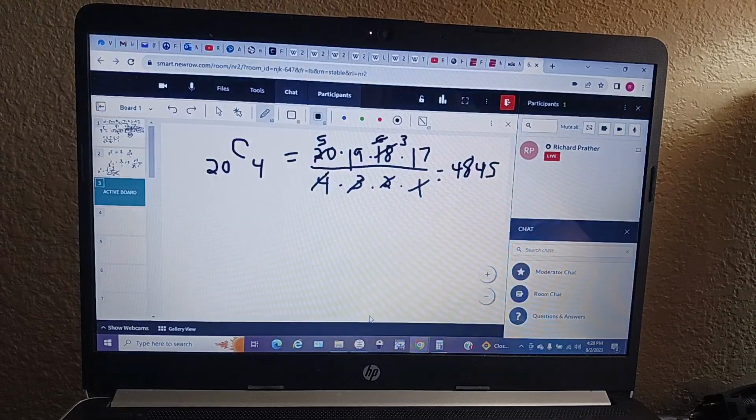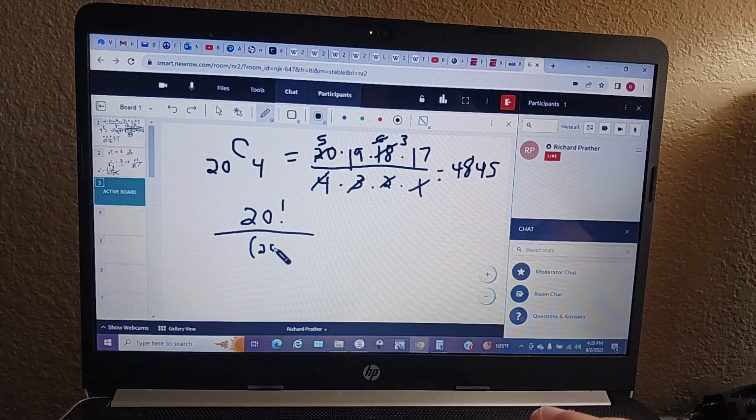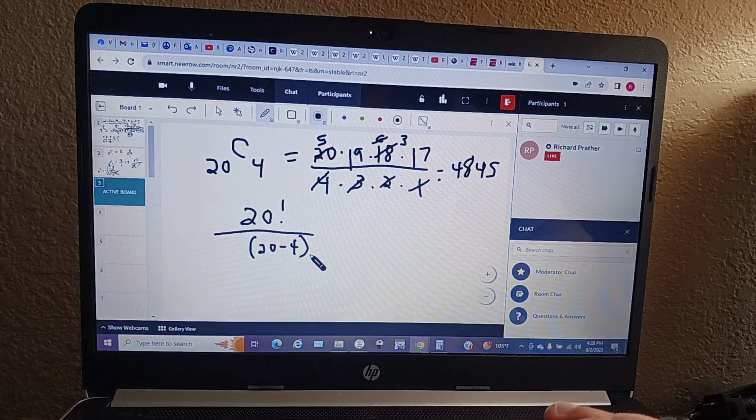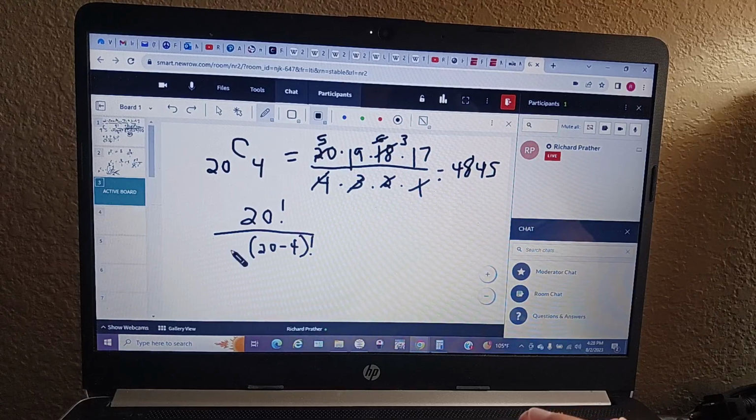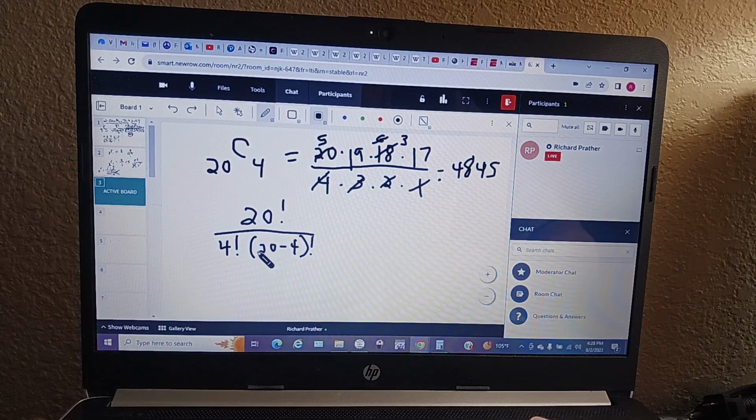And if you wanted to do the formula, it would have been 20 factorial for the front number over 20 minus 4 factorial, just like in a permutation. But then there would also be a 4 factorial in the bottom if you have a combination. But 20 minus 4 is 16.